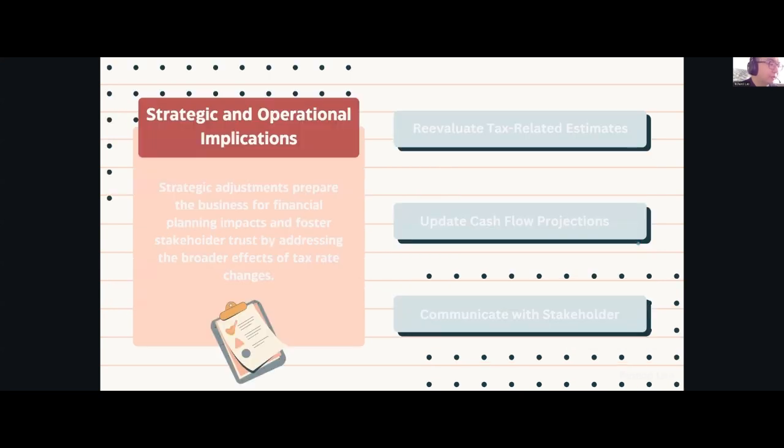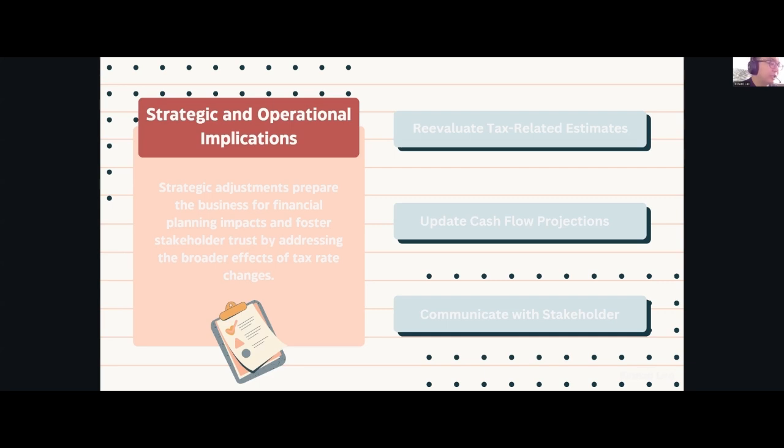Now, the second perspective addresses the strategic and operational implications. Tax rate changes can have far-reaching effects beyond the financial statements, influencing decision-making and future planning. Here are the critical actions under this focus. First, reevaluate tax-related estimates. Companies should revisit key judgments, such as the recoverability of deferred tax assets and any uncertain tax positions. The new rates could change these assessments significantly.